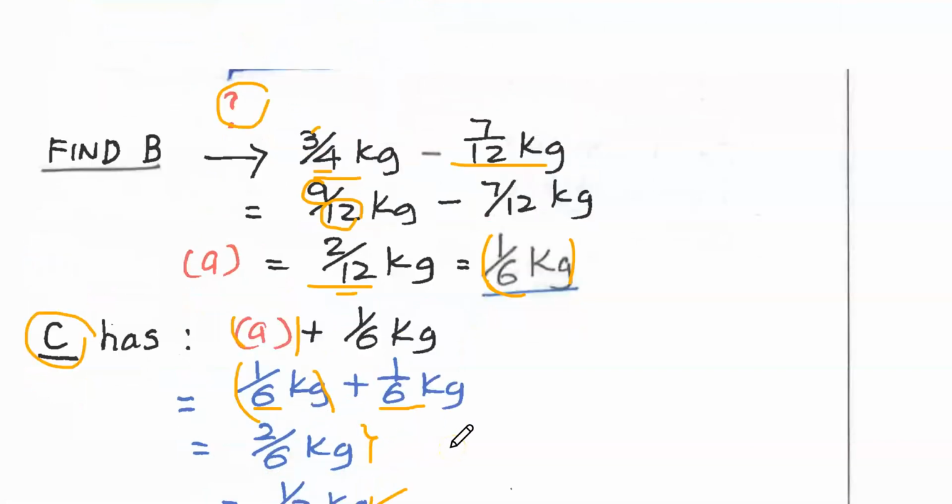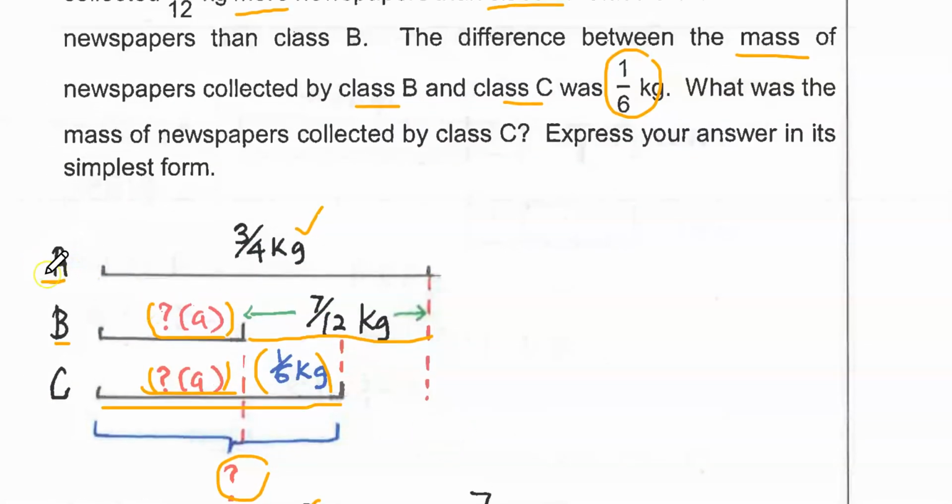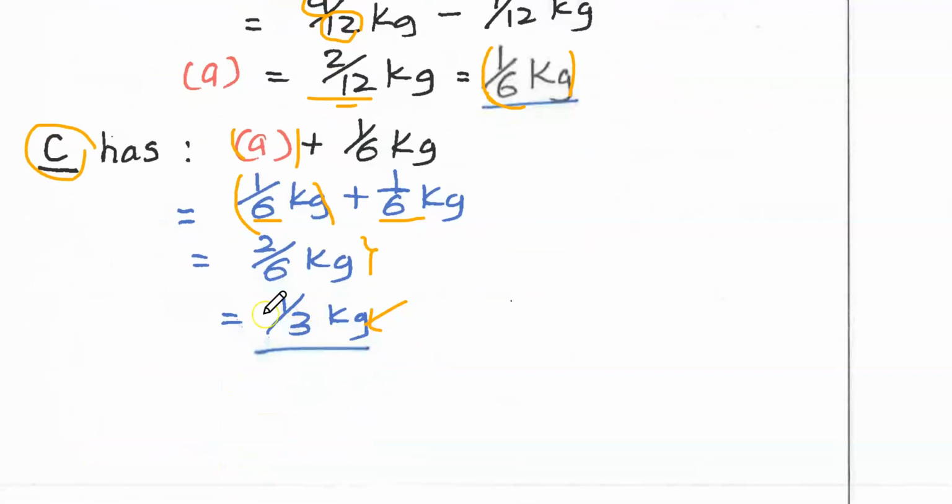Right? Look at it carefully. A has 3/4 kilogram. B has 1/6 kilogram. C has 1/6 plus 1/6 of a kilogram, which is 2/6. Now 2/6 you convert, it becomes 1/3.